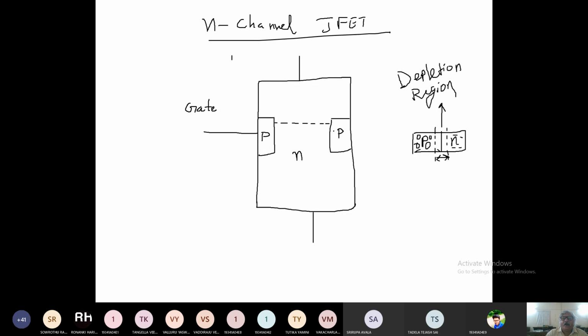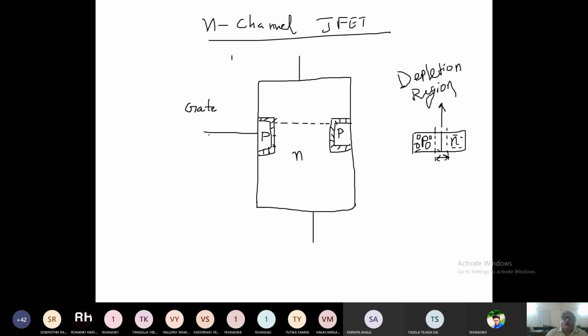So here you see this P material in this device is in contact with N material. So you will find this type of depletion region, right? In the same way, on this side also you will find this type of depletion region. So when you have not connected any voltages, you will find this type of region is there. Okay.